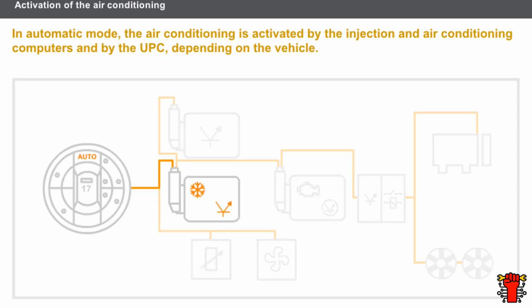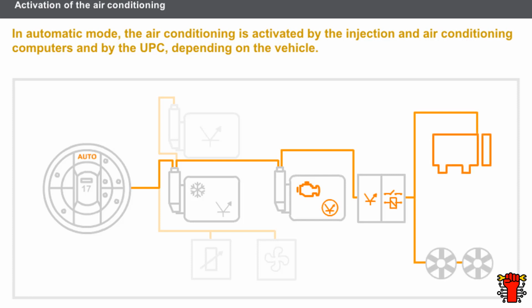As soon as the air conditioning computer receives the auto button pressed signal, it supplies the display instruction to the control panel. If the activation conditions for the air conditioning have been met, the air conditioning computer requests authorization from the injection computer. Once the authorization has been given, the air conditioning computer and injection computer send a command to the UPC, which controls the compressor clutch and engine fan.